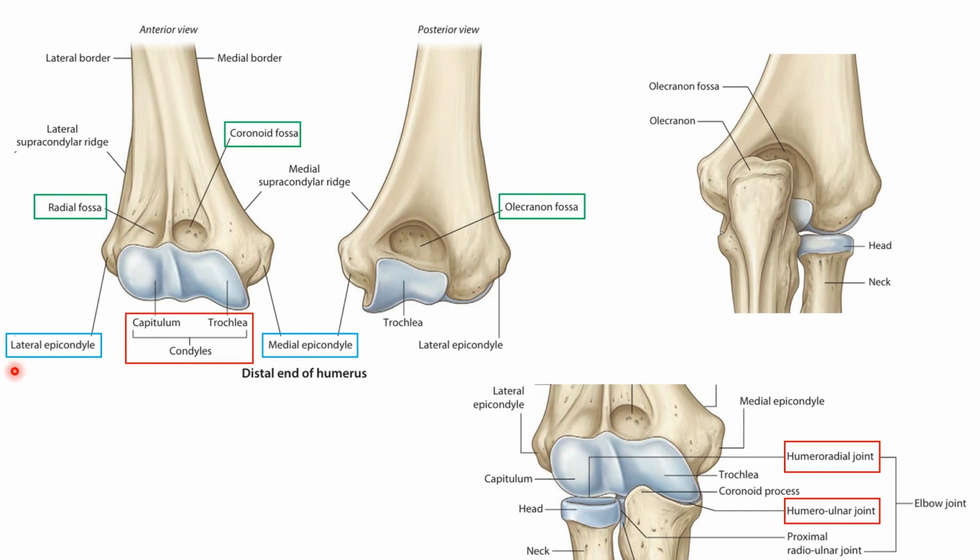Okay, you can see the lateral epicondyle and the medial epicondyle. The lateral epicondyle is a small lateral projection, and the medial epicondyle is a large medial projection. The lateral epicondyle gives origin for the common extensor tendon, and the medial epicondyle gives origin for the common flexor tendon.